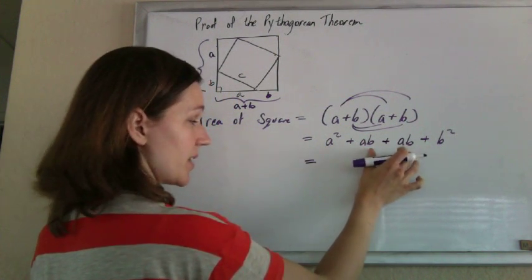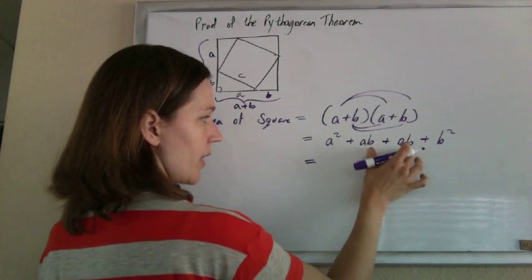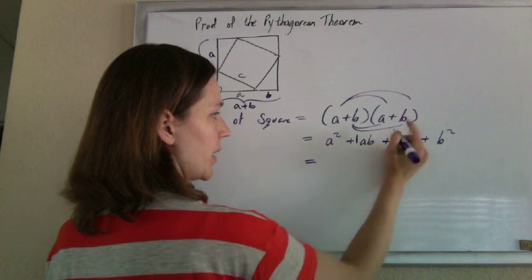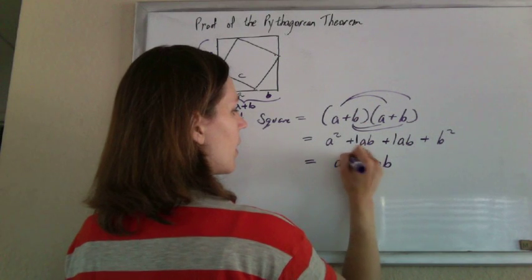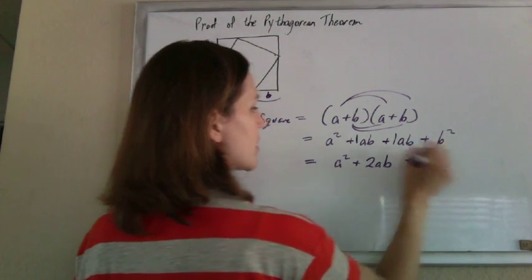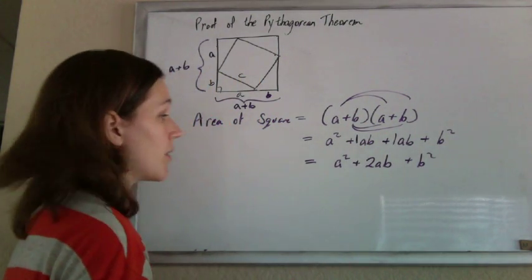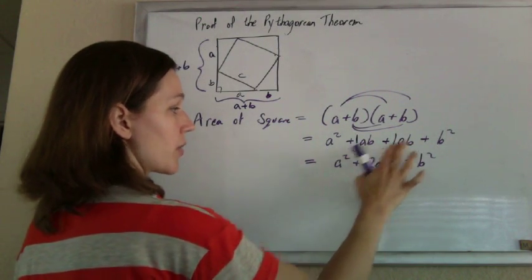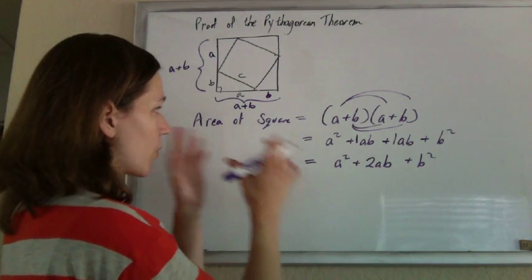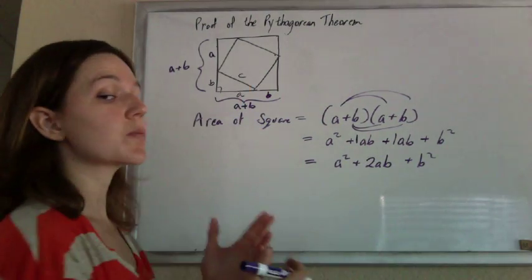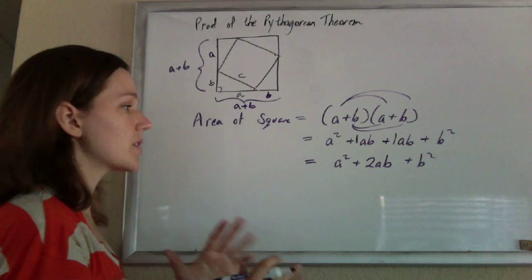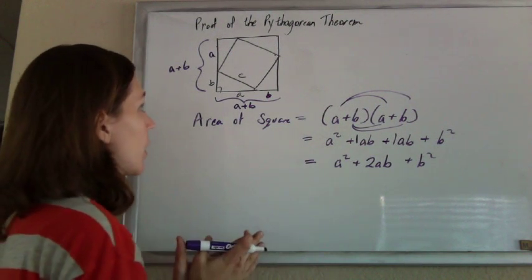So if I were to clean this up, I can gather like terms. If I have one AB plus another AB, I have two ABs. And there's just that invisible one there that kind of helps people add those. So one of them plus another of them, you have two of them. So there's a nice cleaned up version of the area of the square in terms of the lengths of its sides. It sounds all scary, but we're digging through it.